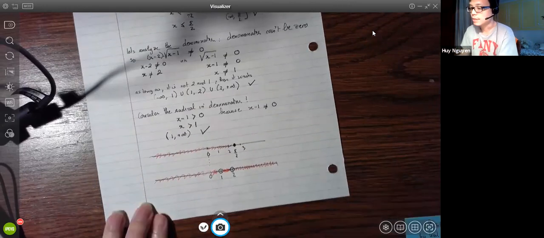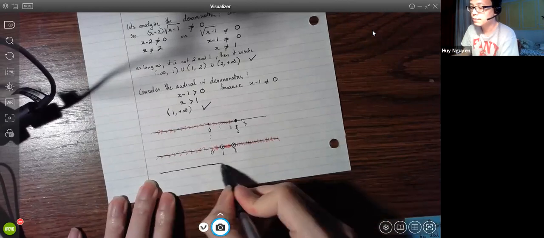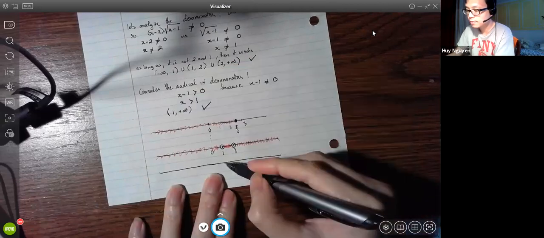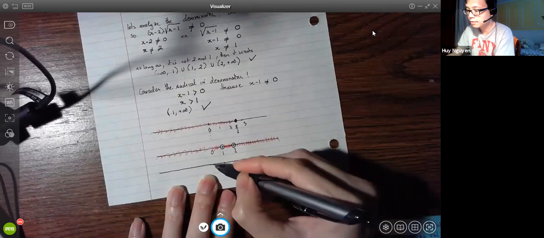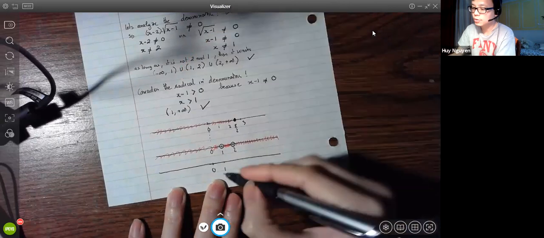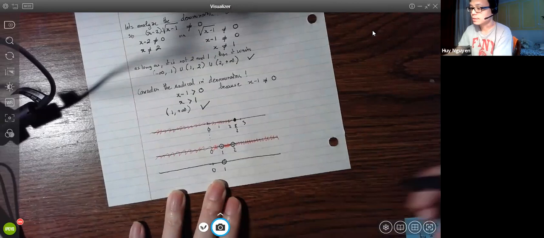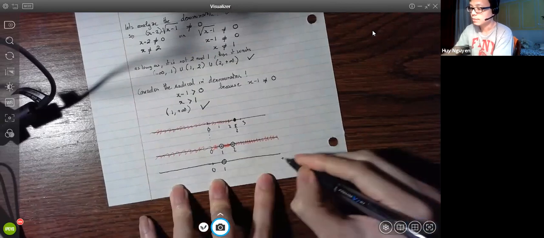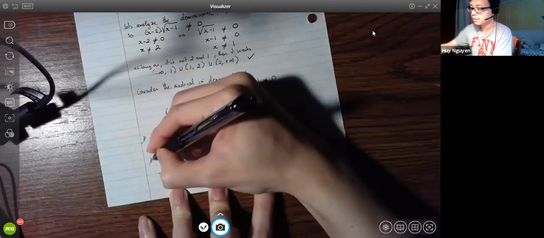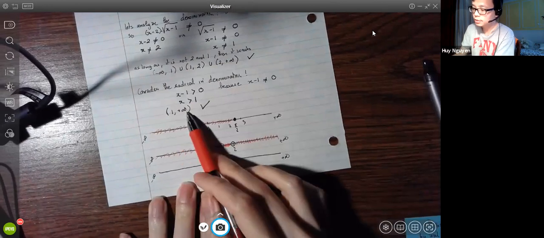Okay, now let me grab the final one. So 1 here, 0 here. And because we don't want to include 1, I use an open circle. This is positive infinity, negative infinity here. So we want from 1 to infinity. Set it.